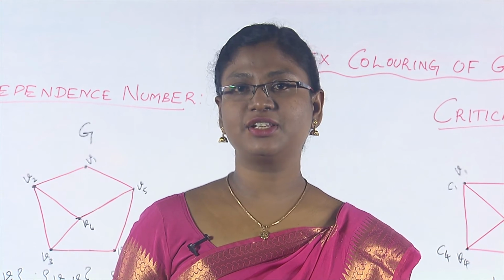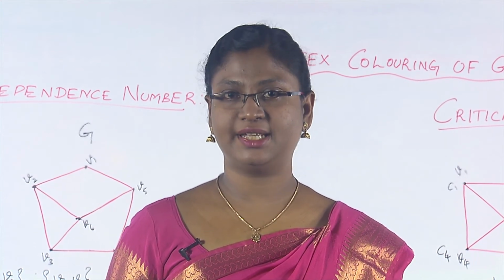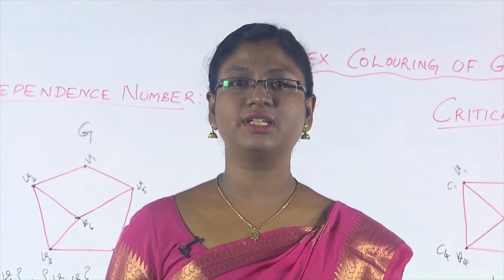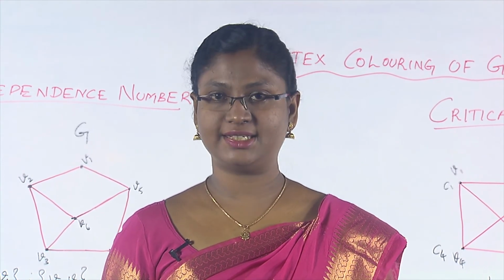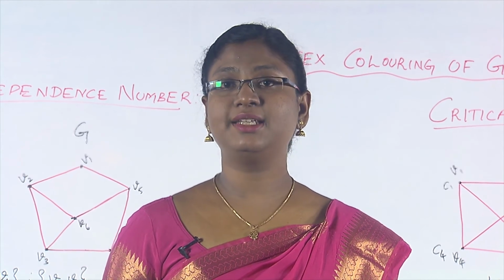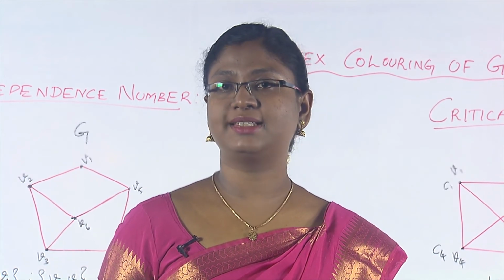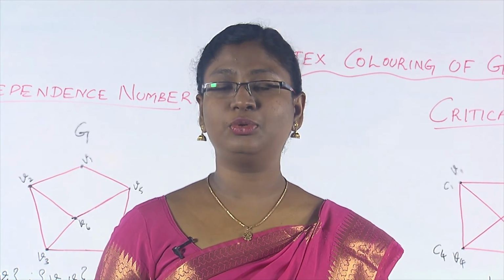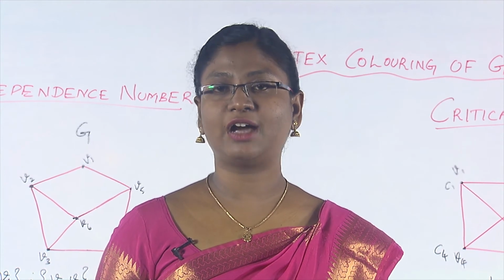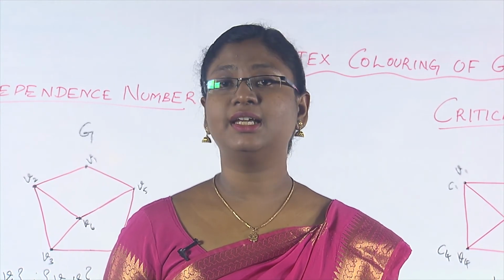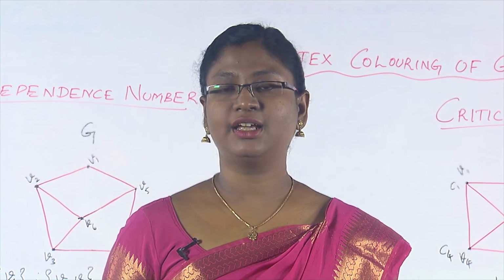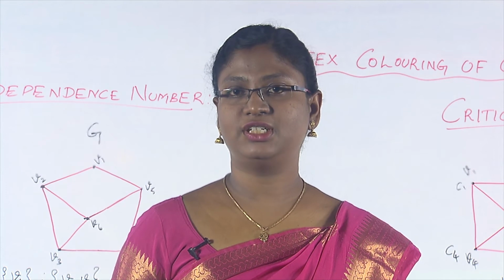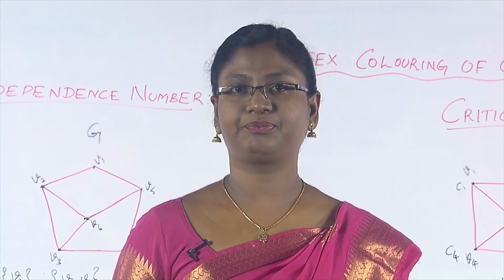Let's see the definition of independent set and independence number. An independent set is a set of vertices in which no two vertices are adjacent to each other, and independence number is the cardinality of a maximal independent set. When we say maximal, it need not be a unique maximal independent set. We can have more than one maximal independent set, and the cardinality of that set we call the independence number, which is denoted by alpha of G, sometimes alpha naught of G.